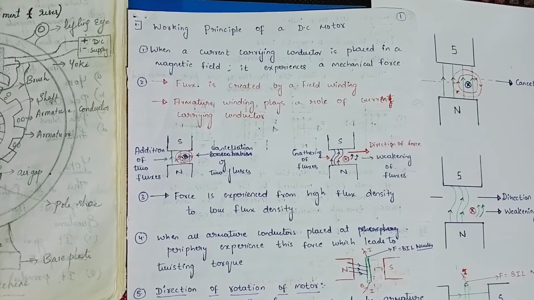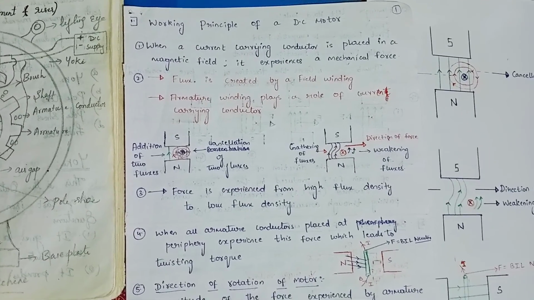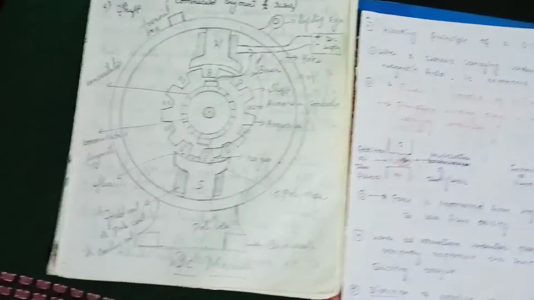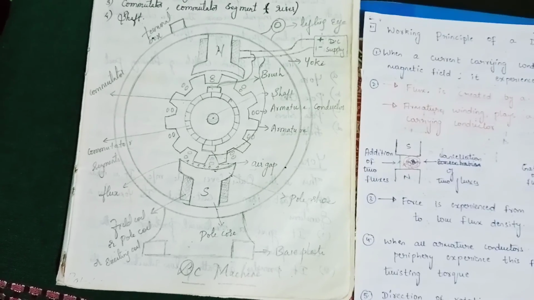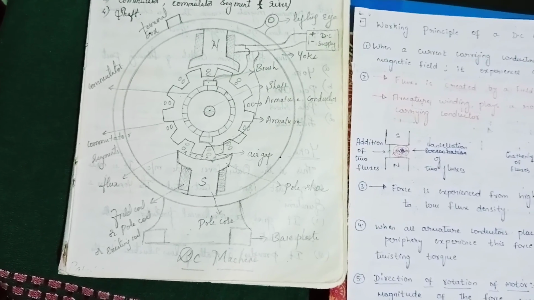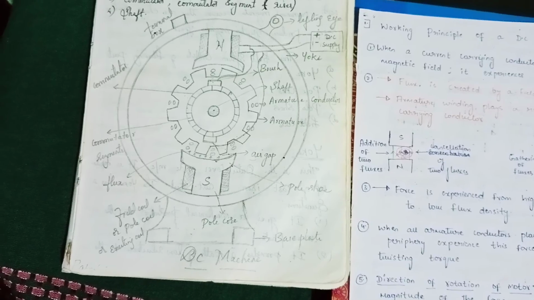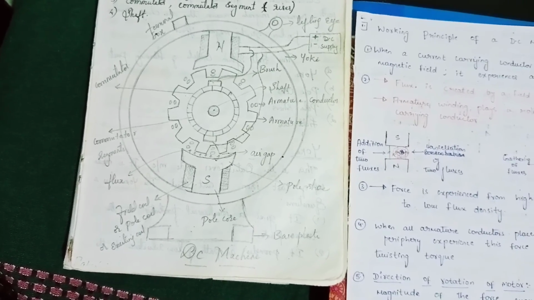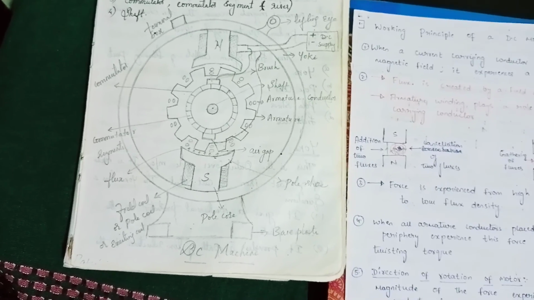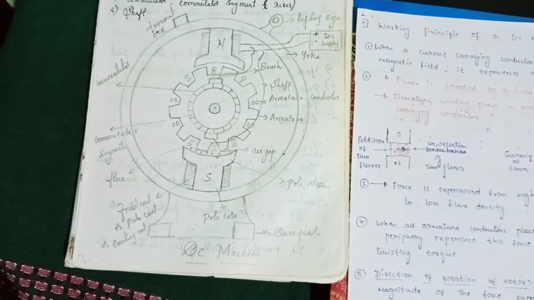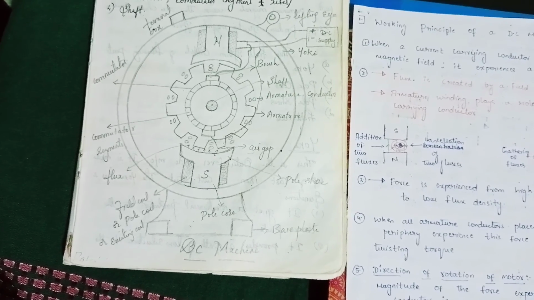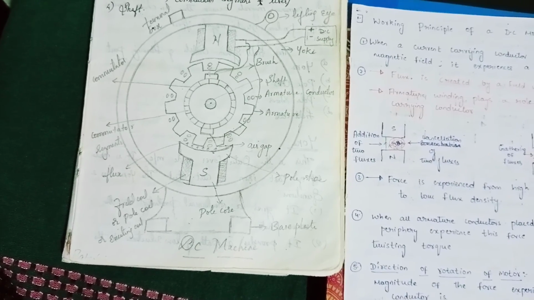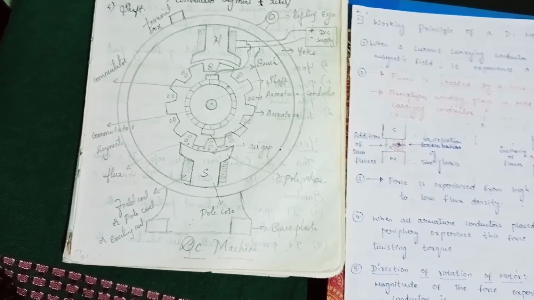Coming to the working principle of DC motors, let us know the construction of DC motors. We have seen the construction of DC generators. It is slightly similar to the DC motors. What is the difference between DC motors and DC generators? In DC generators, it converts mechanical energy into electrical energy. The construction includes the yoke, which I have shown in DC generators. It is similar. Let us see.